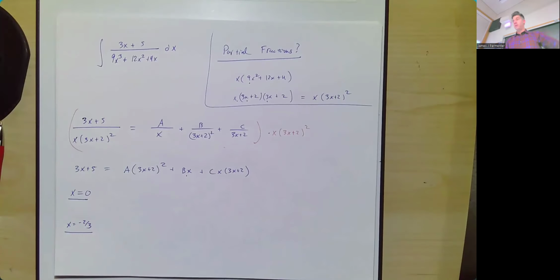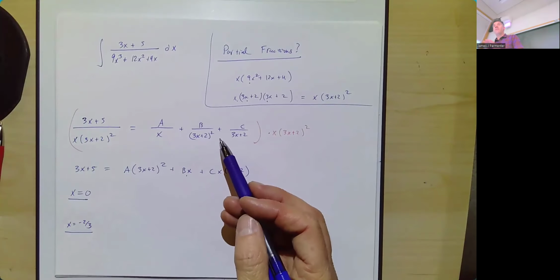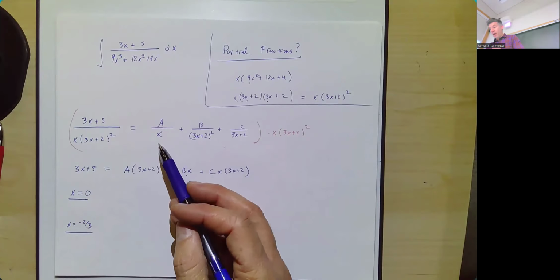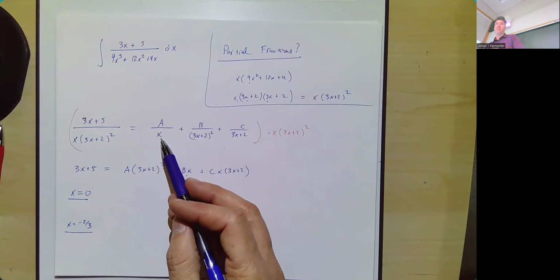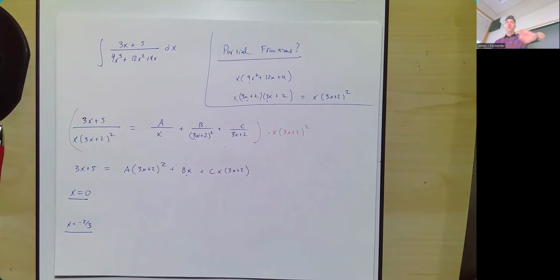Another way to look for it is to ask yourself, in this original decomposition, what values of x make the right-hand side undefined? Oh, x equals 0 would make that undefined. That means it's a good choice. But definitely don't sleep on x equal to 0. It's often one of the values that's easy to plug in and find things.